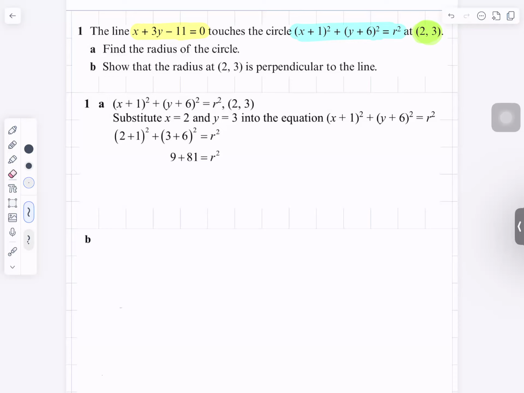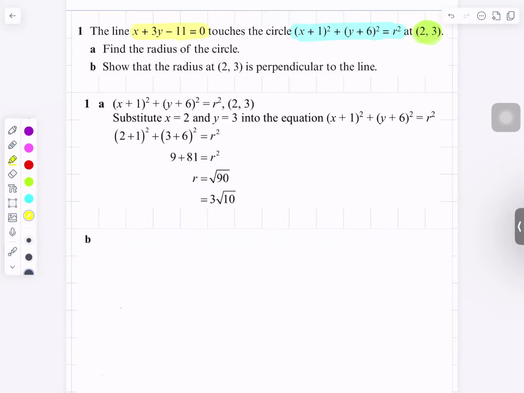So 81 plus 9 gives you 90. Then r is the square root of 90. I put it in surd form, which is 3 root 10. You can leave it as square root of 90, or put it in the calculator and it gives you 3 root 10.